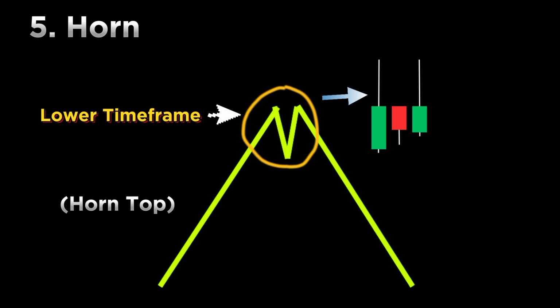In other words, the horn top and horn bottom patterns are like seeing a double top or double bottom from a distance. And this allows the trader to have an impression of what's happening in a lower time frame without actually changing the time frame.